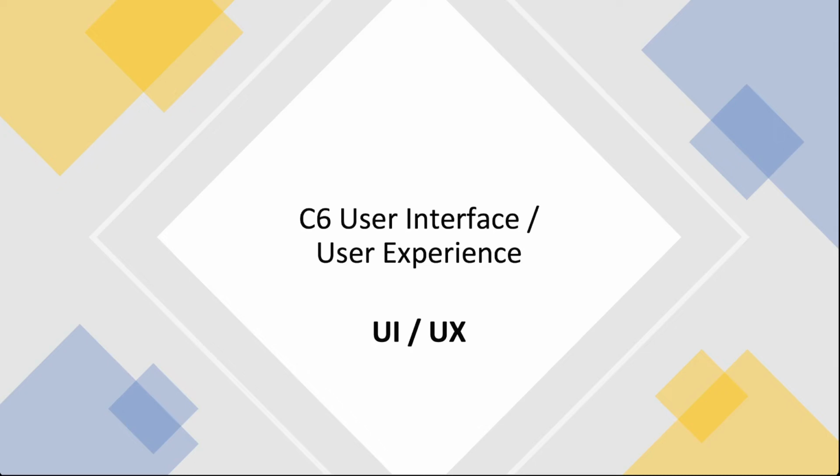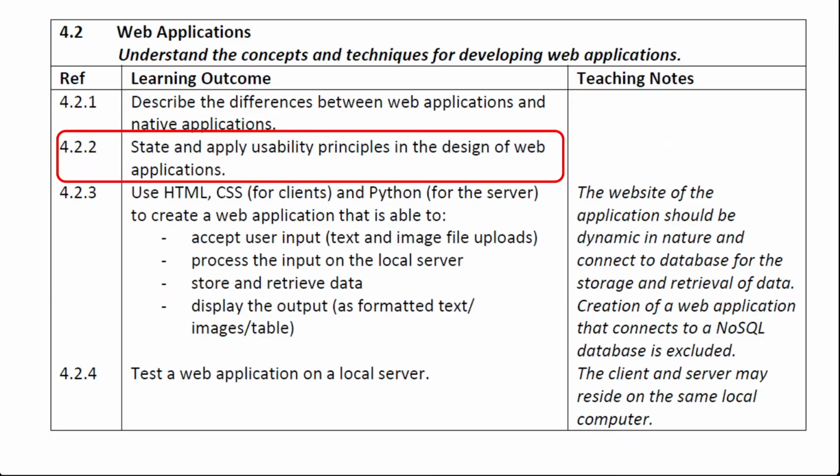We shall be talking about C6 user interface and user experience, UI and UX. This is contained in a small section under 4.2.2 inside your syllabus: apply usability principles in the design of web applications. So you won't be tested for this in practical, but when you design a web app, it's good to make some considerations here as well. Of course, they're free to ask you this section in theory.